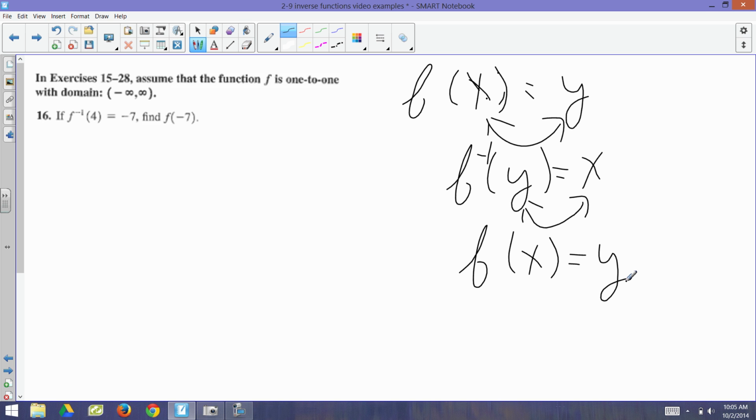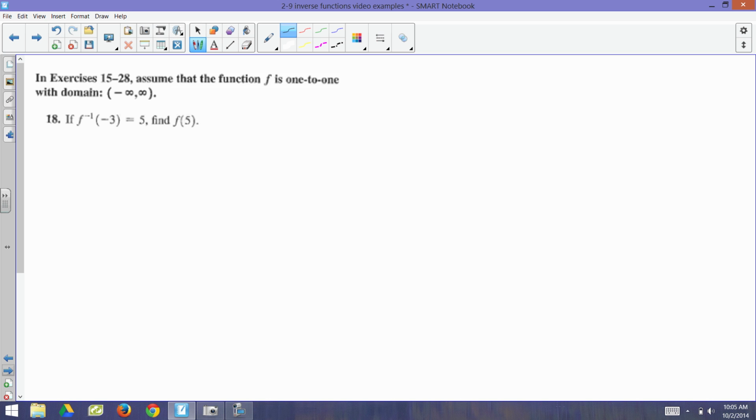So f inverse of 4 is equal to negative 7. That means f of negative 7 will equal 4. F inverse of negative 3 is equal to 5. That means that f of 5 is equal to negative 3.